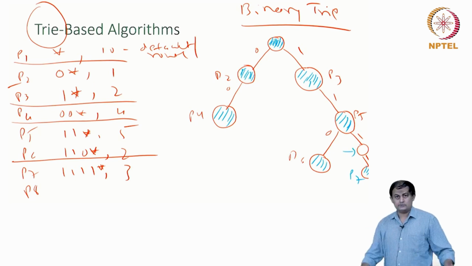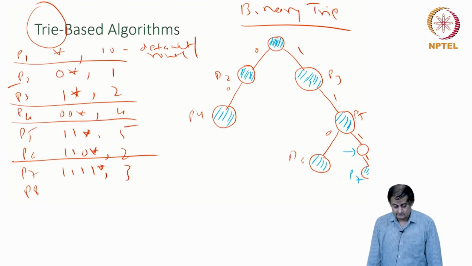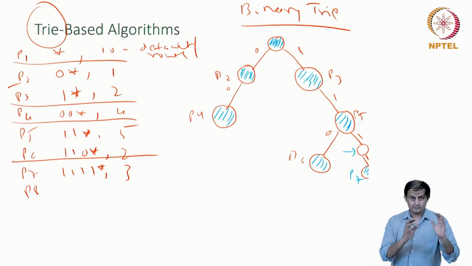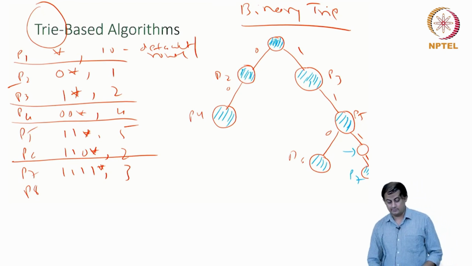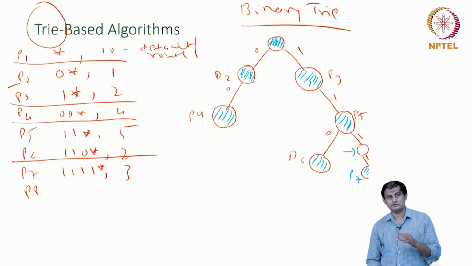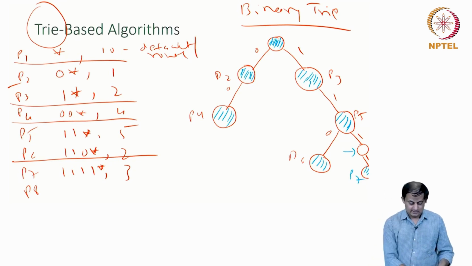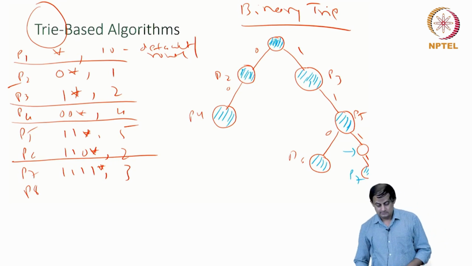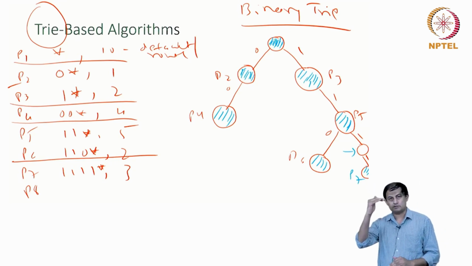So this is how the binary trie is constructed. For the entire set of prefixes that you have in the routing table, you have only one such tree. Here the prefixes have up to 4 bits, but ideally they might have 32 bits. As the number of bits in the prefixes increases, the height of the tree would correspondingly increase.